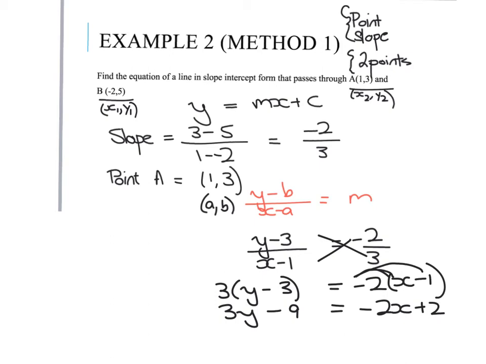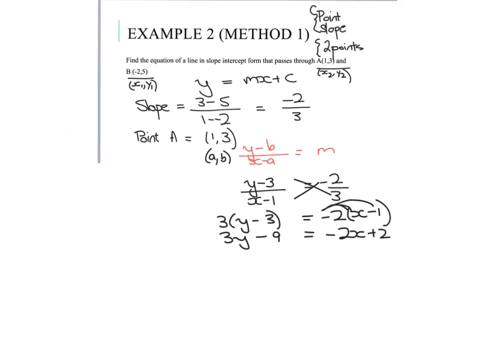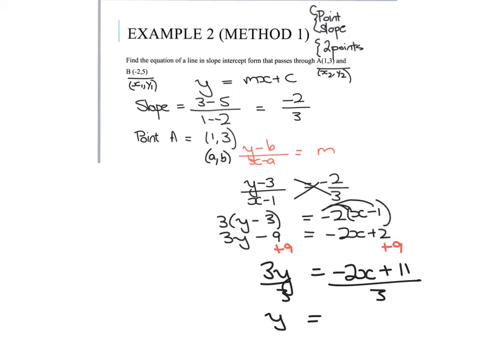Then you're going to rearrange. You're going to add 9 to both sides, and you're going to get 3y equals negative 2x, then 2 plus 9 is 11, so plus 11. Then you have to get rid of that 3. How are we going to get rid of 3 times y? We're going to divide both sides by 3. So you're going to get y equals, and then remember you can split up this fraction into 2 fractions. So you're going to get y equals negative 2 over 3x plus 11 on 3.